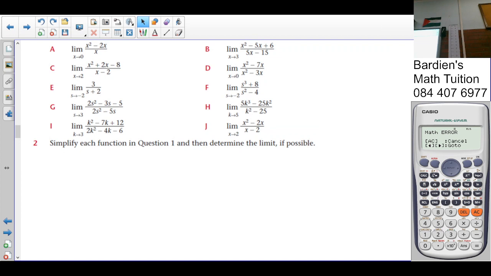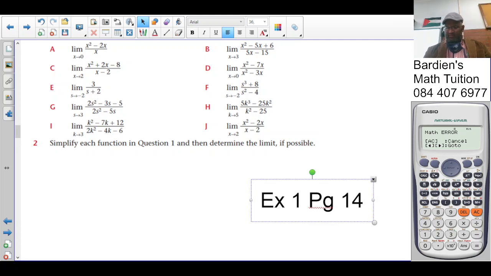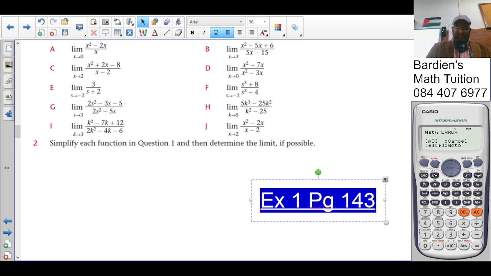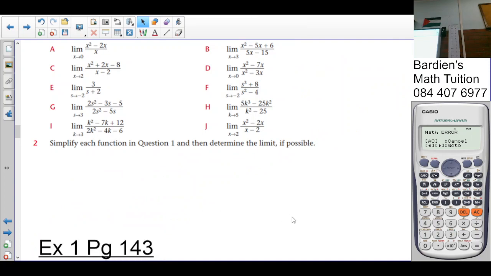So this is exercise 1 and this is on page... sorry? 140. Wow, nice man. You're clear, you're becoming clear now. No? I like it. Alright. Exercise 1 on page 143.